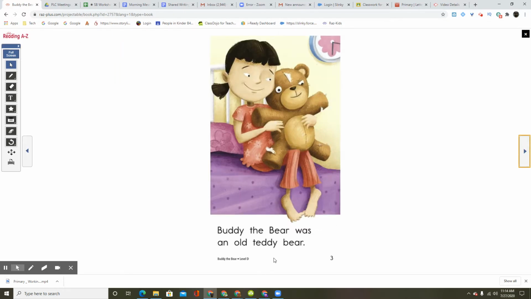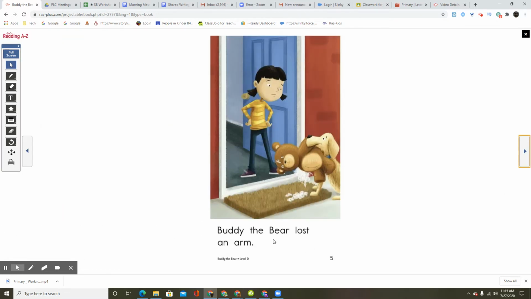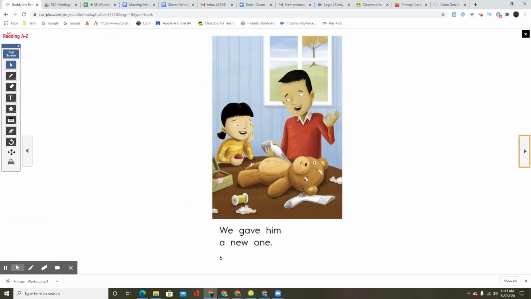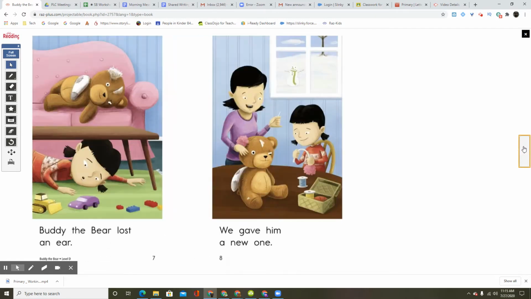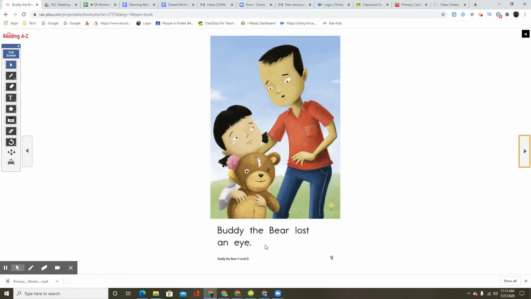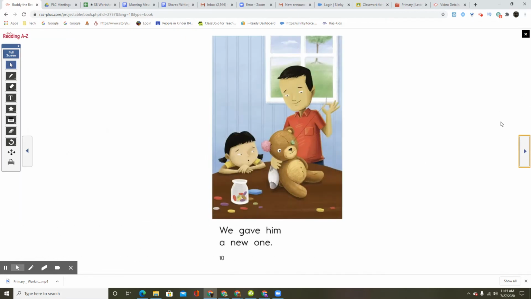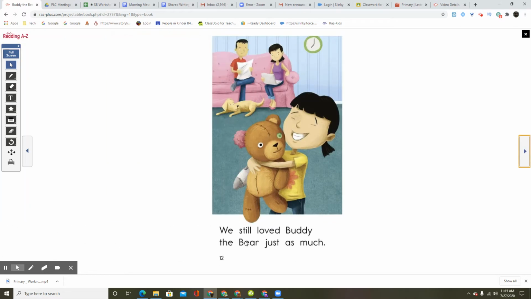Buddy the Bear was an old teddy bear. Buddy the Bear began to fall apart. Buddy the Bear lost an arm. We gave him a new one. Buddy the Bear lost an ear. We gave him a new one. Buddy the Bear lost an eye. We gave him a new one. Buddy the Bear looked different than before. We still loved Buddy the Bear just as much.